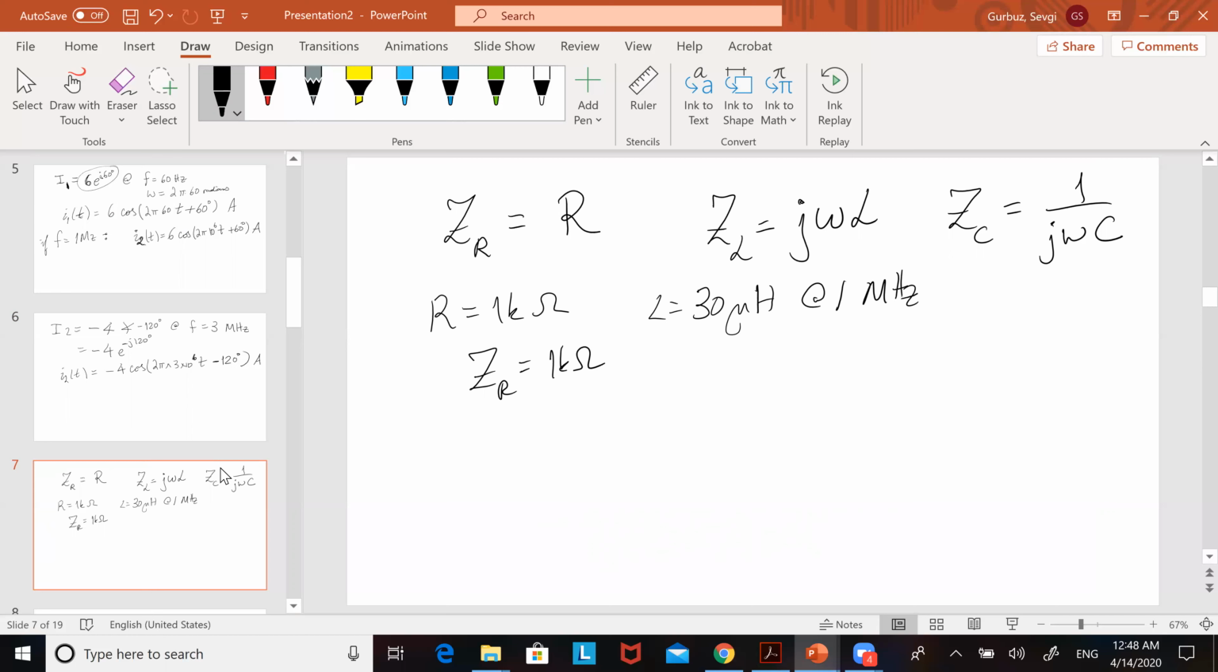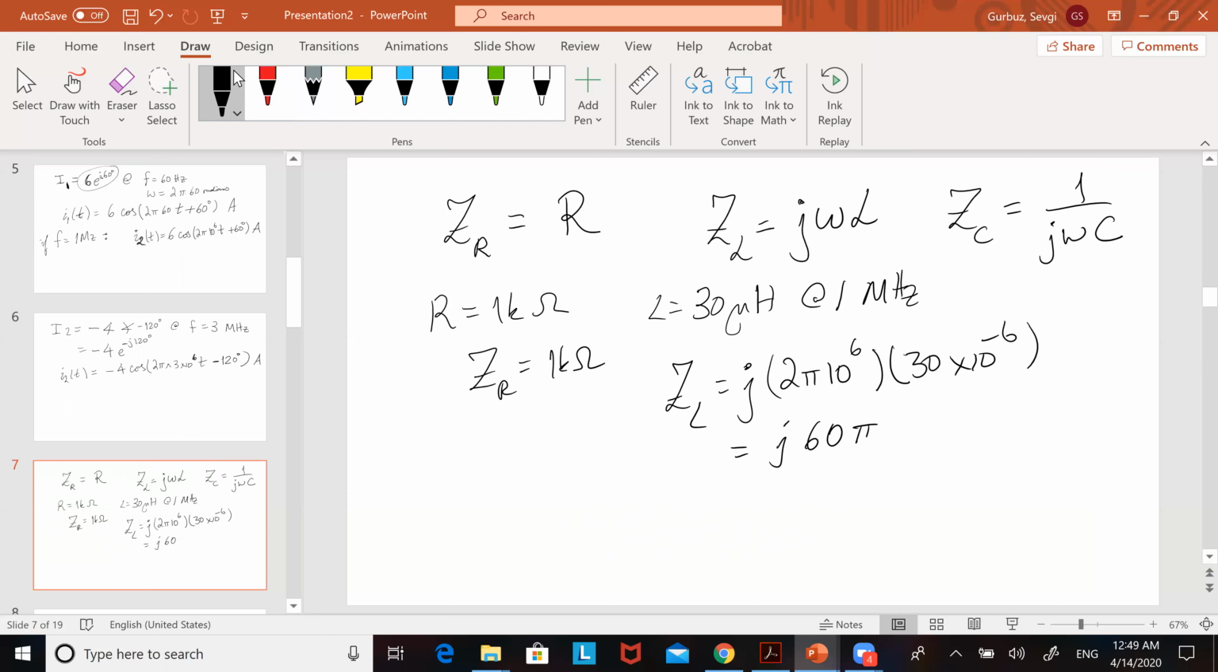How would we calculate the impedance? Well, we would substitute these values. We would say j times the value of the frequency, which would be 10 to the 6 hertz. You have to convert it to radians first. 2 pi times 10 to the 6 times the value of the inductance, which is 30 times 10 to the minus 6. And then you could calculate what that turned into by just multiplying out. I think in this case, it just becomes j times 60 pi. The 10 to the 6 cancel with each other.